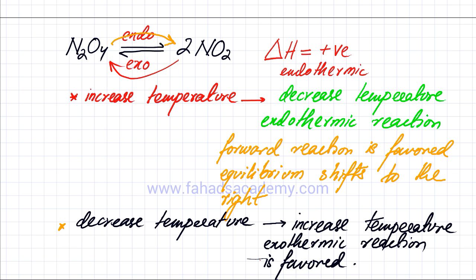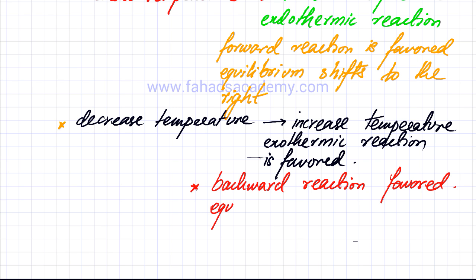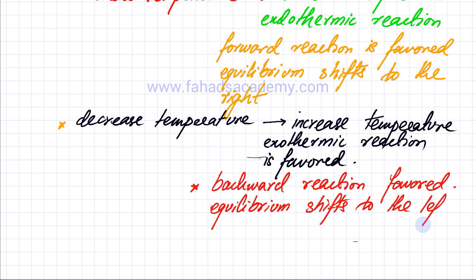So what we're going to say is that the backward reaction is favored, which in other words would mean that the equilibrium shifts to the left hand side. Or we can also say that the equilibrium shifts to favor the reactant side.